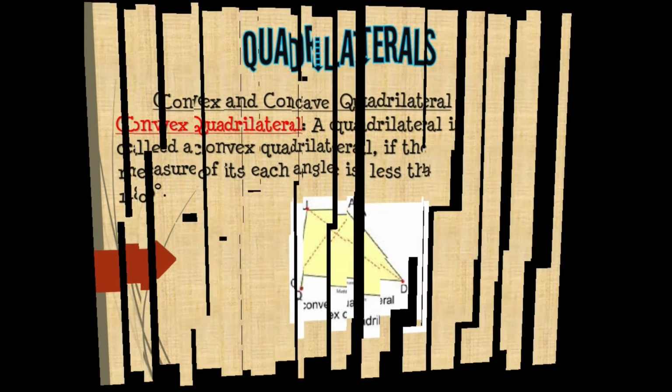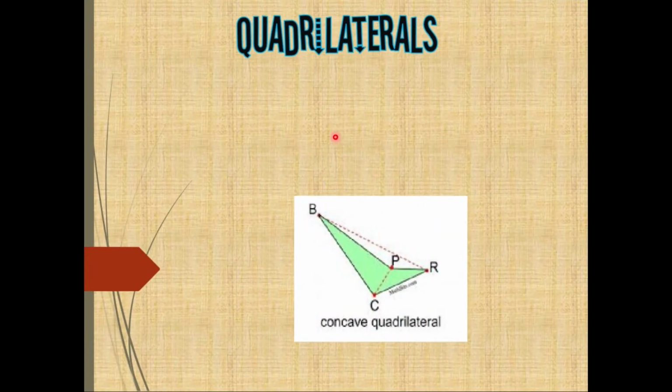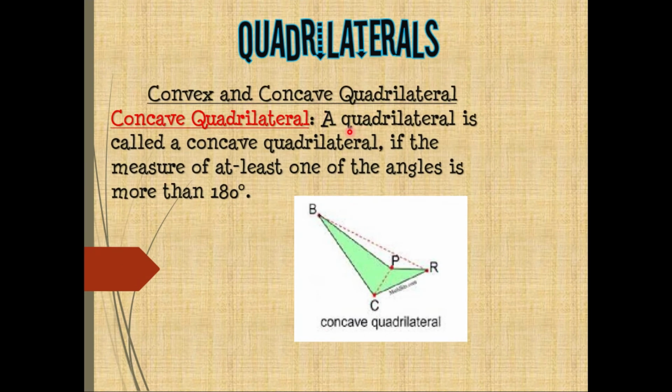What are concave quadrilaterals, children? A quadrilateral is called a concave quadrilateral if the measure of at least one of the angles is more than 180 degrees. So here we can easily see that this one angle, angle P, is more than 180 degrees. Okay, so that's why this quadrilateral is known as a concave quadrilateral.